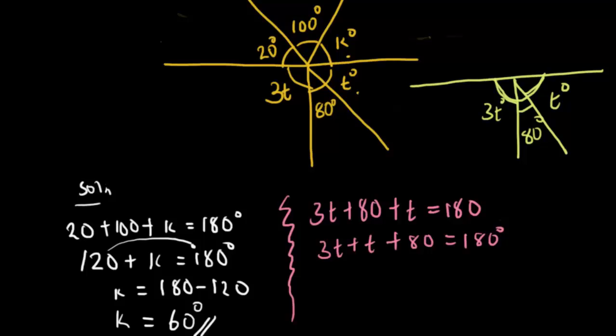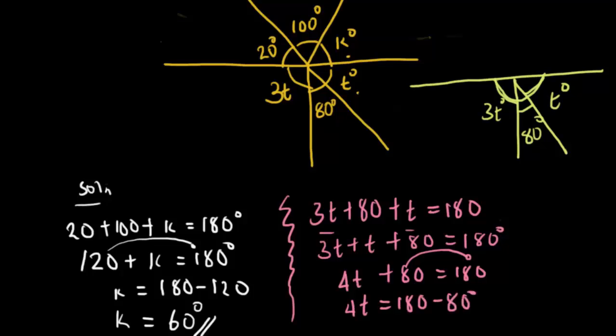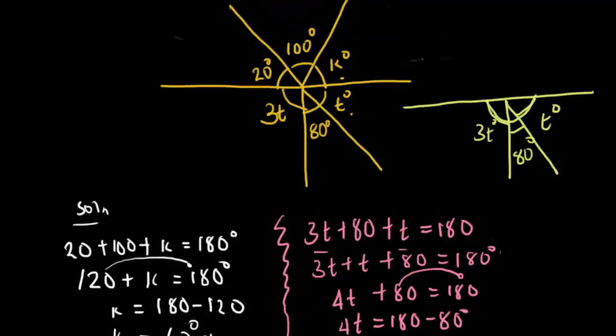I just rearranged to bring 3T and T together. 3T plus T will give us 4T. And then I have plus 80 equals to 180 degrees. So 80 goes to meet 180. I'll be having 4T equals to 180 minus 80 degrees. Do you understand this? Alright, let me do the remaining here. So I'll be having 4T equals to 180 minus 80 is 100.